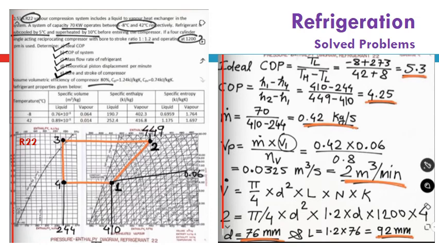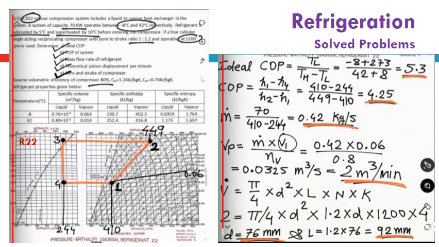Then we will go to item B to estimate the COP of this system as shown. COP equals H1 minus H4 divided by H2 minus H1. From the enthalpies we get from the pH diagram of R22, we can get that H1 equals 410, H2 equals 449, and H3 equals H4 equals 244. So the COP of this system will equal 4.25, which is lower than the Carnot COP listed in the above line, equal to 5.3.